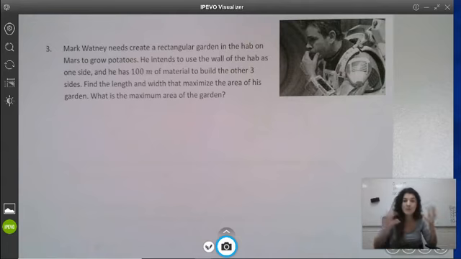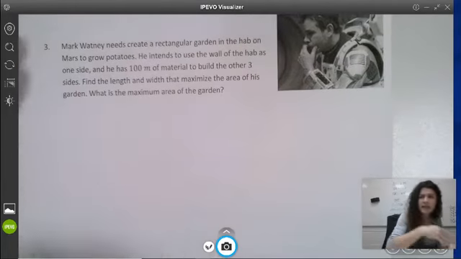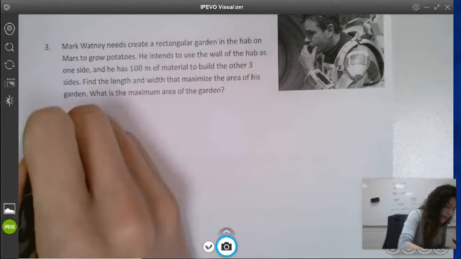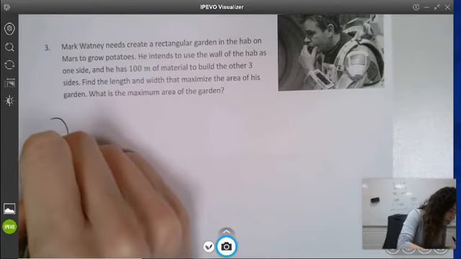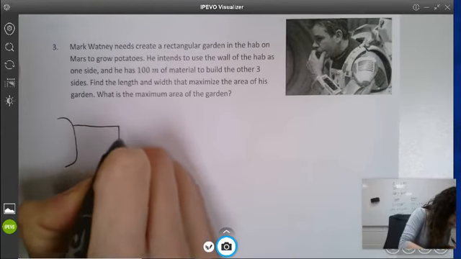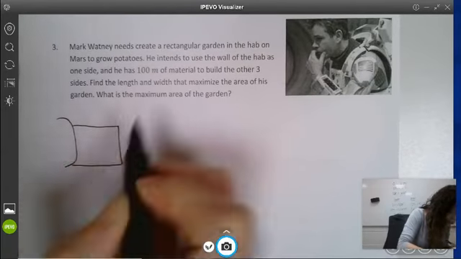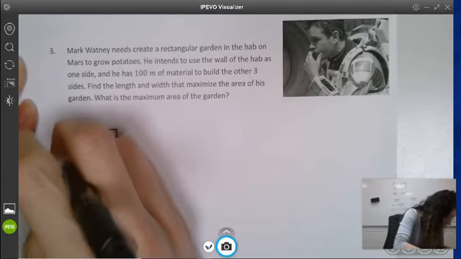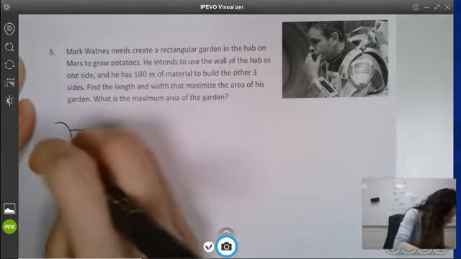So what we're going to talk about first, we need to prepare for this, because I'm sure most of you are like, I have no idea how to begin this problem. The first step is always draw a picture. Draw a picture to represent the situation with real-world applications. A hab is some sort of like space house, so I'll just represent it like that. And then we're talking about a rectangular area, not my best work. Thank goodness for erasable pens.